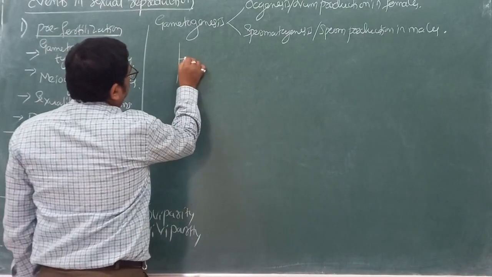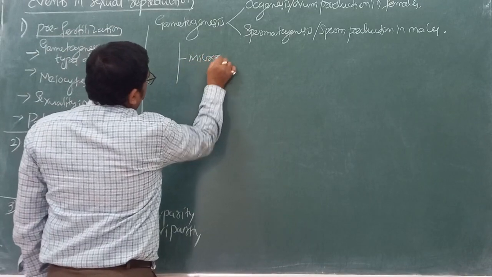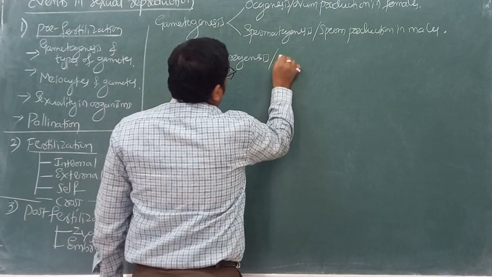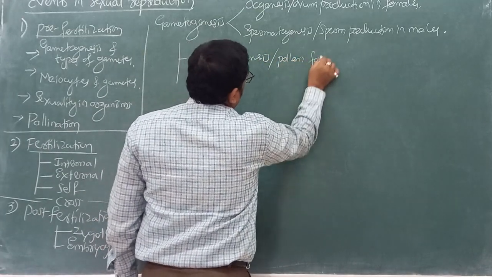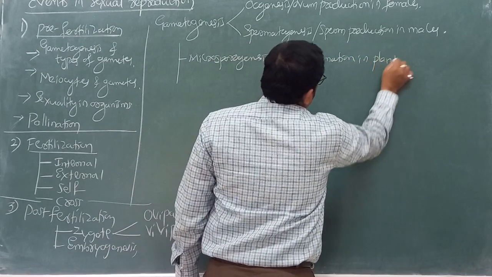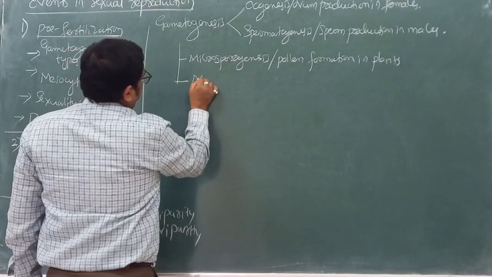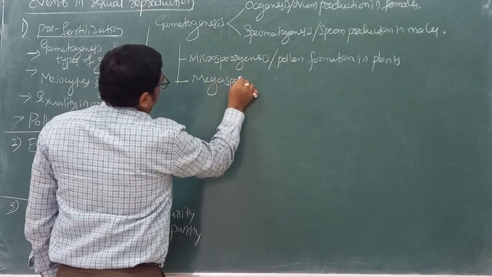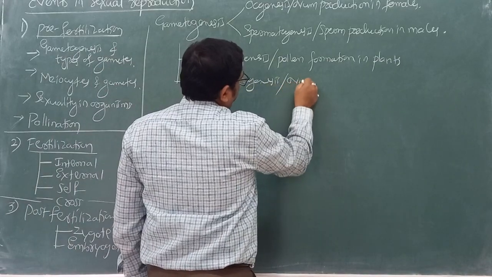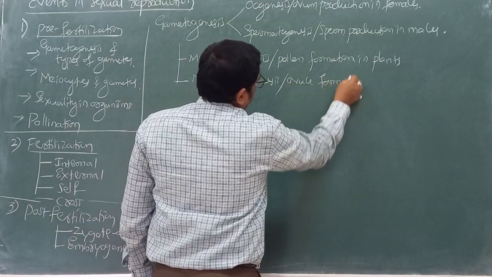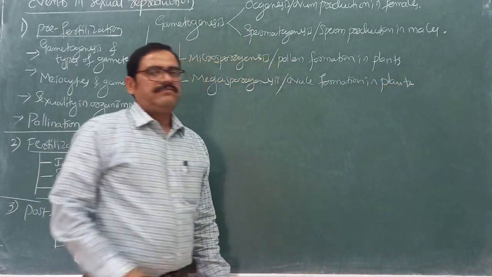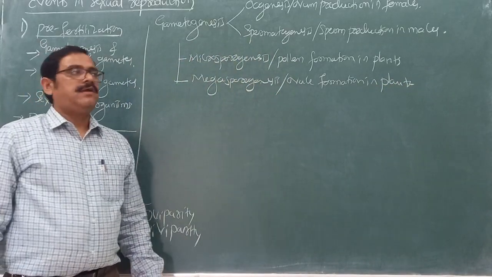We call it microsporogenesis. What is that? Pollen grain formation in plants. And megasporogenesis, or ovule formation in plants. This is what we call gametogenesis.